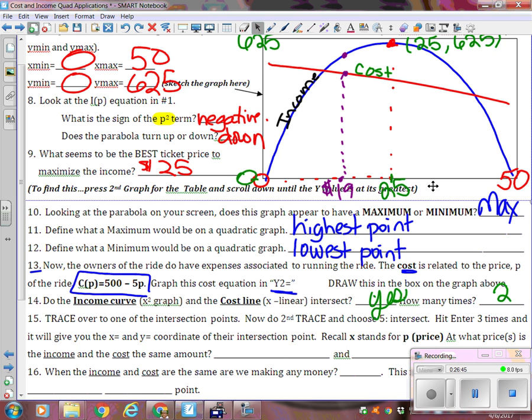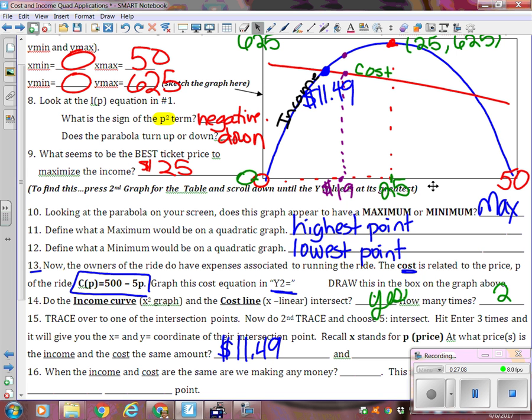Come up here on your graph. Pick your pencil up. Put a point right there and put $11.49. At what price do income and costs have the same amount? The first answer is $11.49.